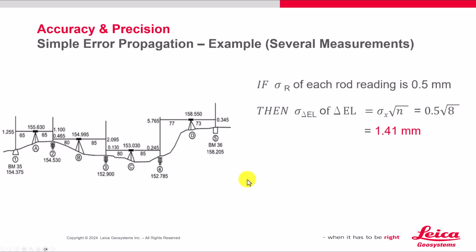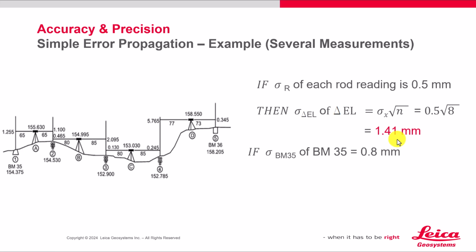Let's take a look at an example. It's a really good one here. We've got a level loop, and we go from benchmark 35 to 36. And by the time we do the backsight and foresight, we have 8 measurements. And we are told that our rod reading is within 0.5 millimeter, so maybe we have a digital level at 0.5 millimeters. So we can use our formula here, since it's all the same. The 0.5 times the square root of 8 is 1.41, the error involved in that set of measurements.